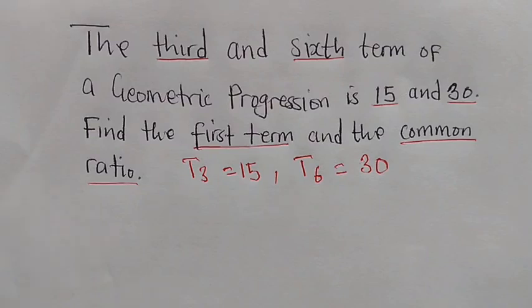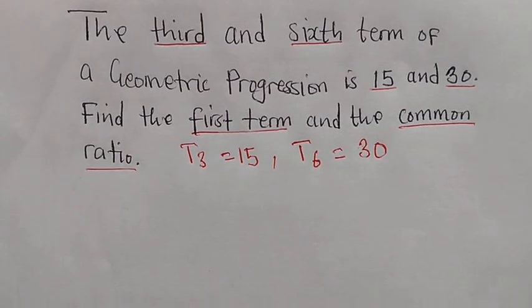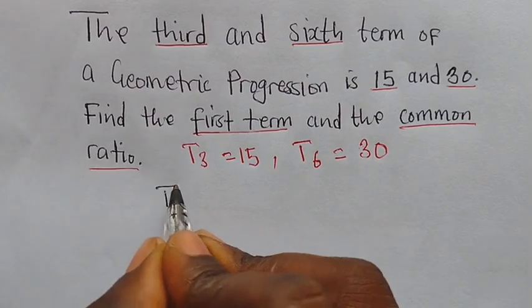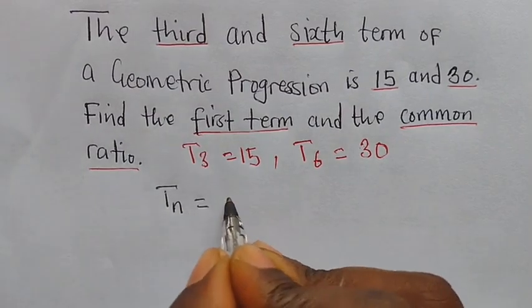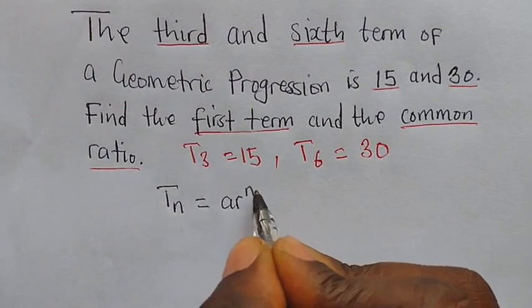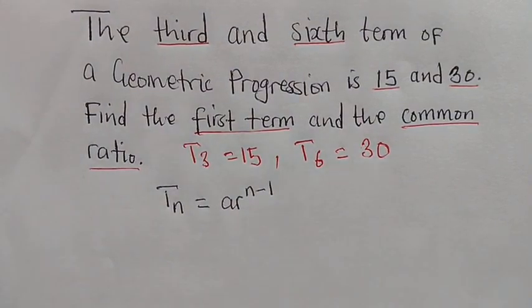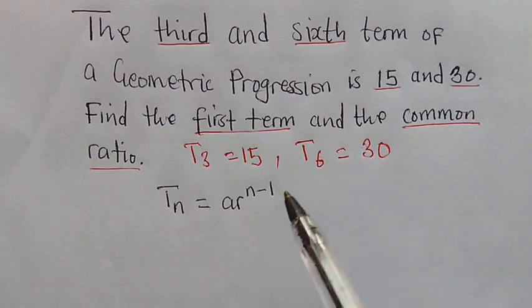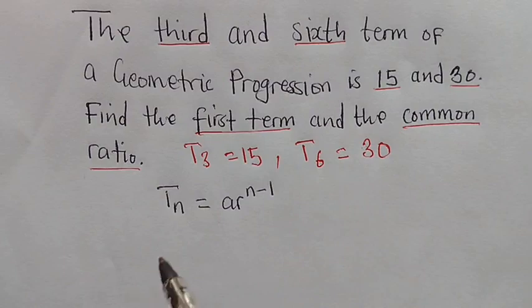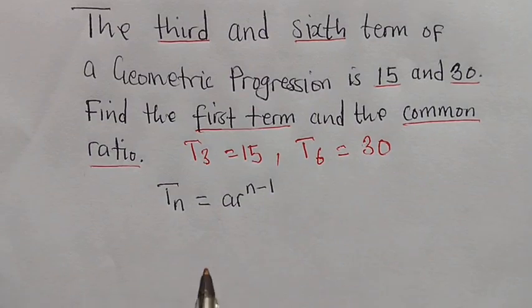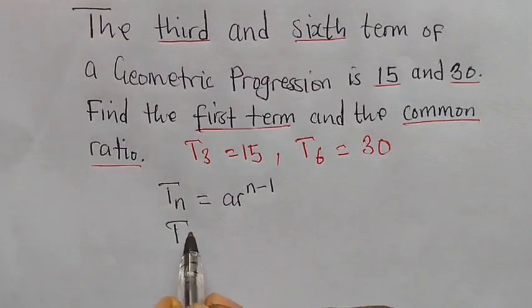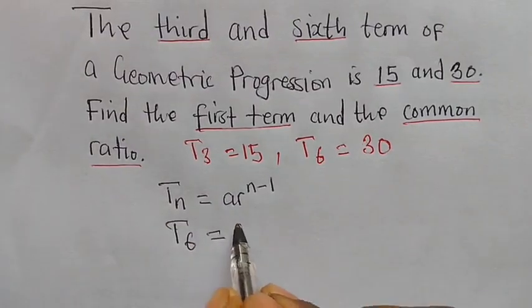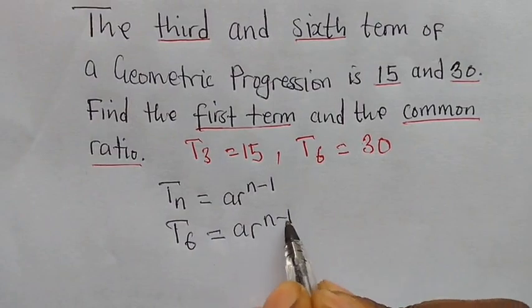Ratio. So we need to use the formula for finding the nth term of a geometric progression. And this formula is, where we know that we have t subscript n is equal to ar power n minus 1. So in this case, I'm going to use the sixth term that I've been given, to assume that I'm finding the position of this term, okay? Alright, so I'll write sixth term equal to ar power n minus 1.